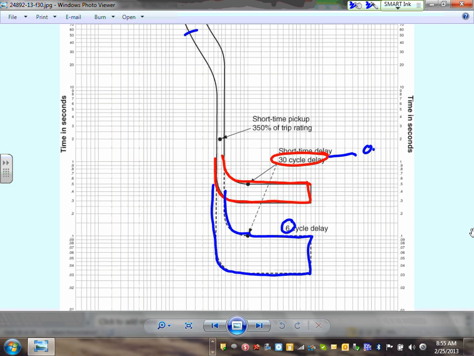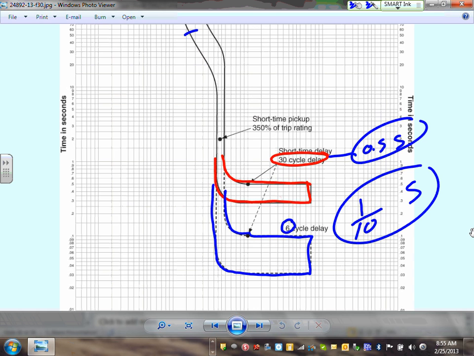30 cycles is 0.5 of a second. 6 cycles, 6 divided by 60, is 1/10 of a second. Adjustable. This is called adjustable instantaneous circuit breakers.